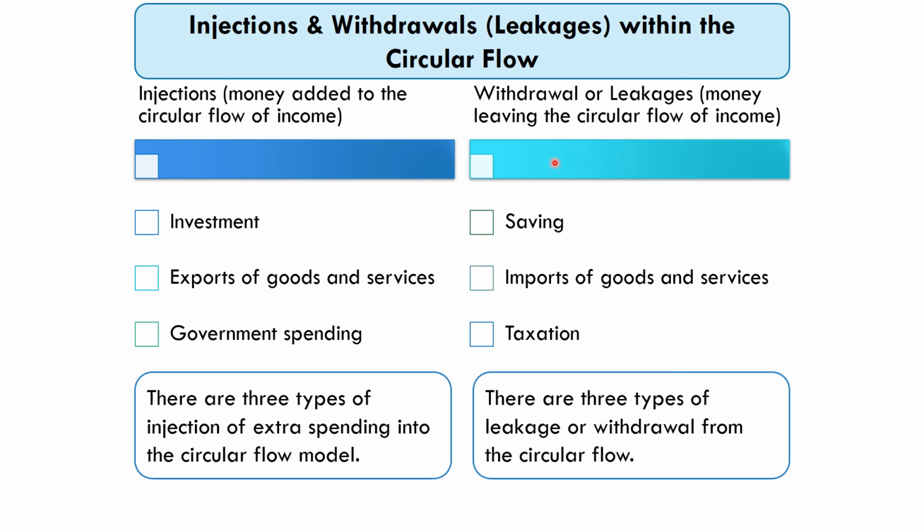Withdrawal, money leaving the circular flow of income, we've got saving. If people, households decide to save within a bank, that would be a withdrawal. If there's imports of goods and services, that money is leaving the economy, that would be a withdrawal. And again, if there's taxation within the economy, that money is leaving the economy, not being spent on goods and services, again, that would be a withdrawal or a leakage. So let's make sure we've got these down in our notes.